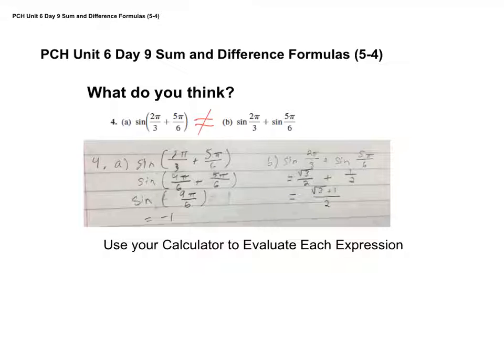So we have to have some kind of a method in order to evaluate things like this, where we're adding two angles together. And you say, well, why? We just added them and we got 3π/2. The fact of the matter is, we're not always going to get an angle that's on the unit circle. We're going to use these angle sum and difference formulas to find values of trig functions for angles that are not on the unit circle. So let's take a look at this.